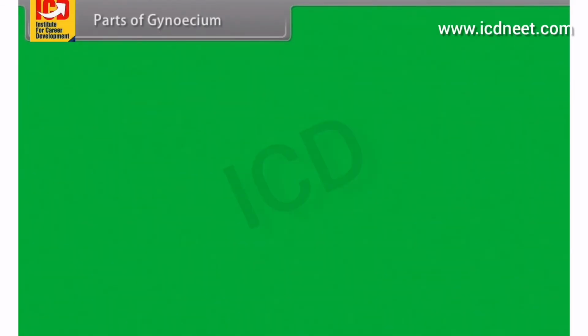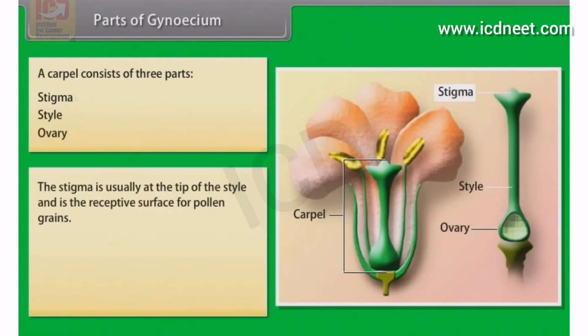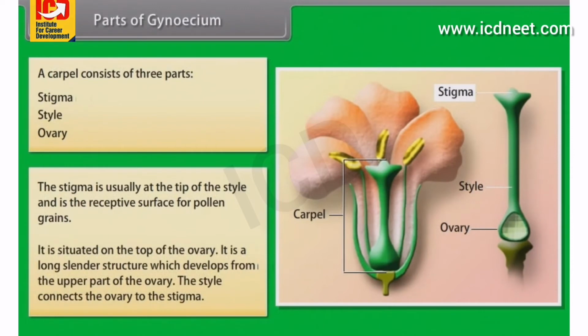Parts of Gynoecium. A carpel consists of 3 parts: stigma, style, ovary. The stigma is usually at the tip of the style and is the receptive surface for pollen grains. It is situated on the top of the ovary. The style is a long, slender structure which develops from the upper part of the ovary. The style connects the ovary to the stigma.